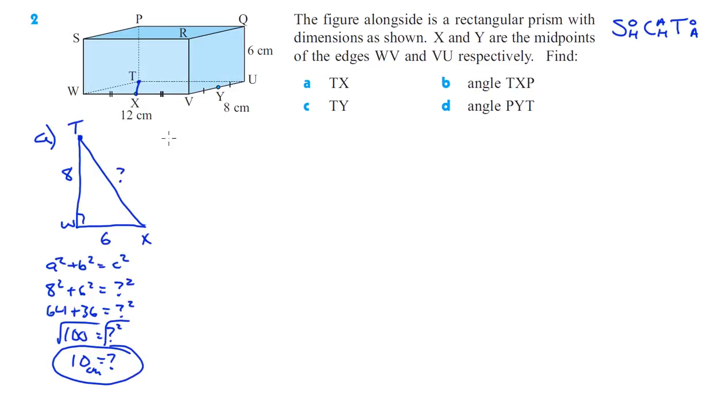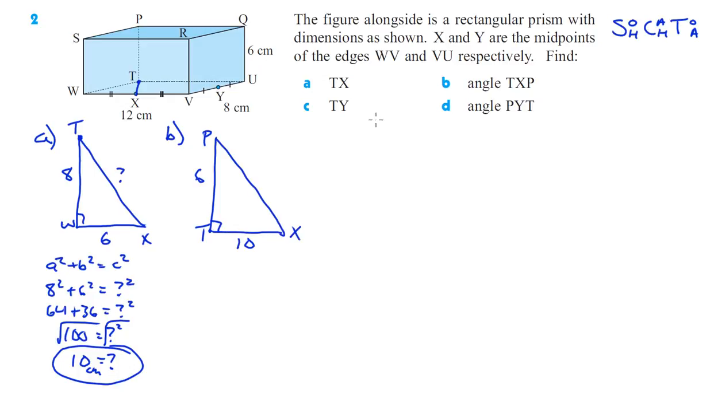Okay, B, angle TXP. Back up here, again, I'm going to redraw this so that we can visualize it a little better. Let's start with P up here at the top, goes down to T, so there's P to T, and then it goes over to X, which we just figured out from T to X is 10 centimeters, so we know that this is 10. From P down to T is 6 centimeters, and since it's sitting flat like that, that has to be a right angle.